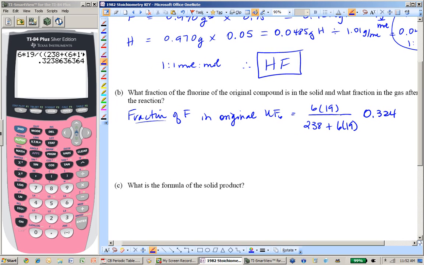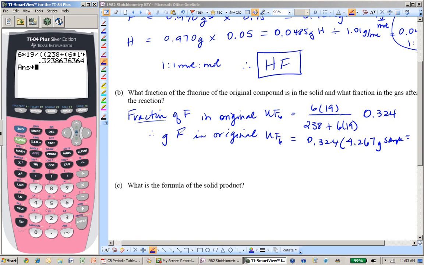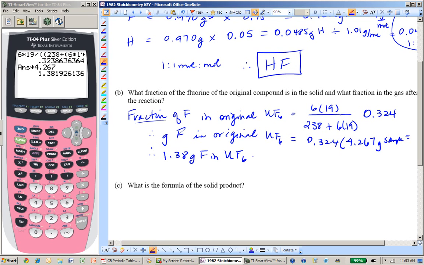That means that the number of grams of F in the original UF6 is going to be equal to 0.324 times the mass of the sample, 4.267 grams of the sample, which equals, and again, leave it all in your calculator. Did I get that right? 4.267? So that is going to be 1.38, I guess is what we'll call that.